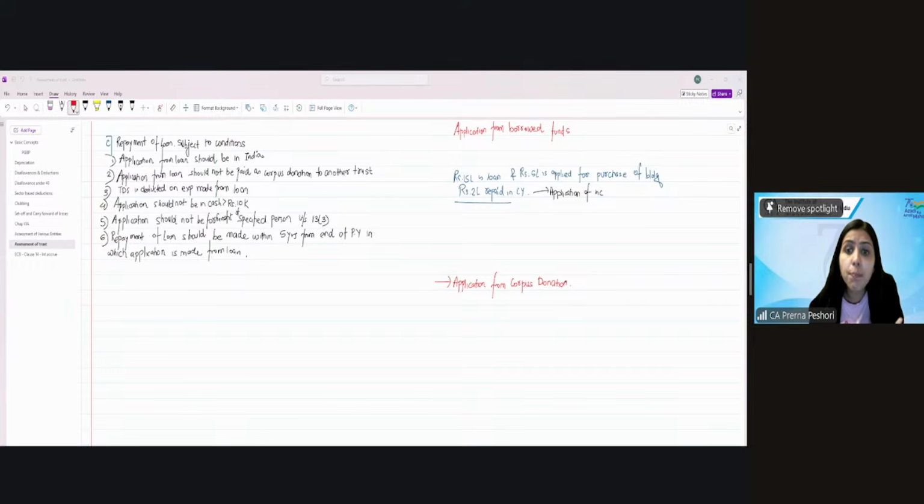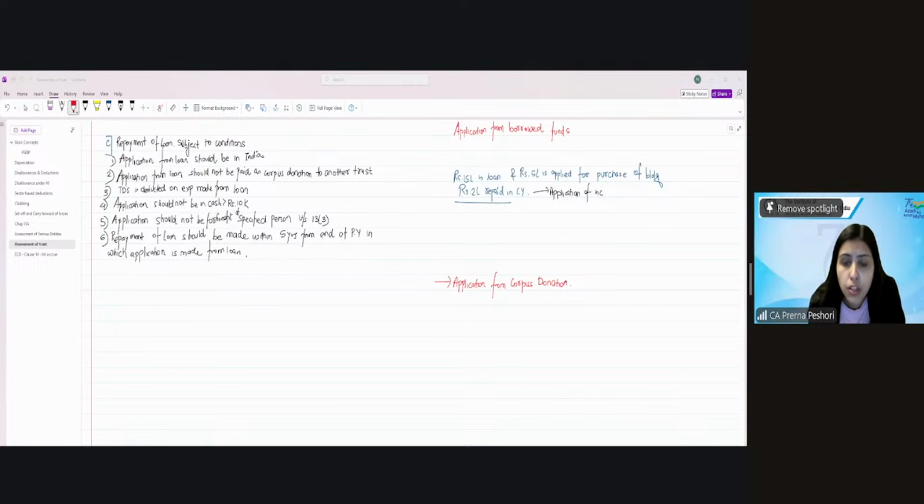Secondly, any amount paid out of corpus donation is also not considered as the application. Is this clear till this much? Yes, ma'am. Okay. So what is then considered as the application of the income?